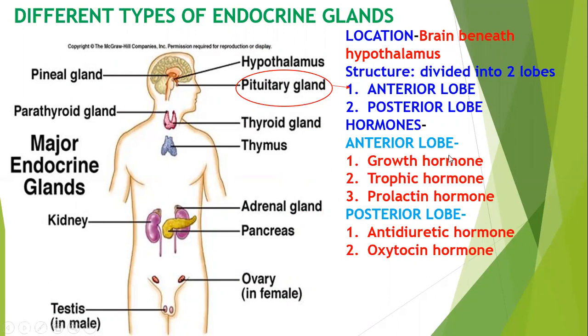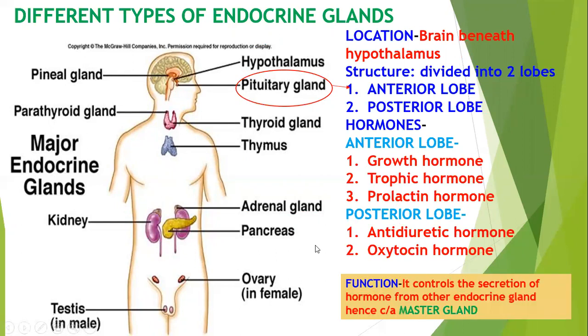The anterior lobe secretes hormones called growth hormone, trophic hormone and prolactin hormone, whereas the posterior lobe secretes antidiuretic hormone and oxytocin hormone. One of the hormones, the trophic hormone, which is secreted from the anterior lobe of the pituitary gland, controls the secretions of the rest of the endocrine glands. Hence, the pituitary gland is also called the master gland because it controls the secretions of the rest of the endocrine glands.